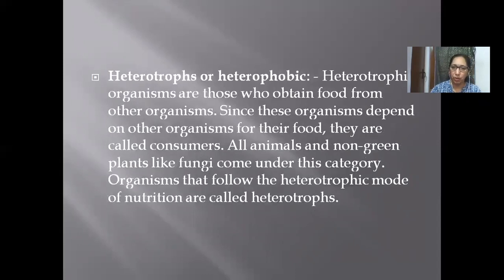And what are heterotrophs? Heterotrophic organisms are those which obtain food from other organisms. It can be a plant source or animal source. Since these organisms depend on other organisms for their food, they are called consumers. Then what are plants? Plants are producers. All animals and non-green plants like fungi come under this category. Organisms that follow the heterotrophic mode of nutrition, we call heterotrophs. Hetero means others, tropho means nourishment. So they depend on other organisms for their food.